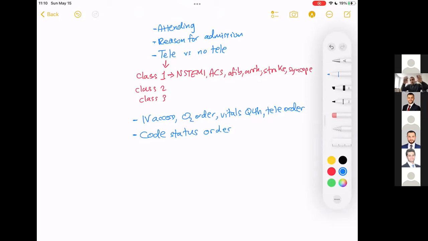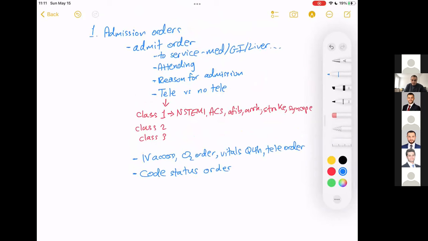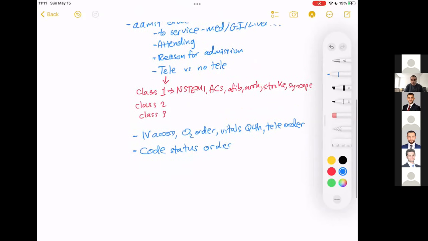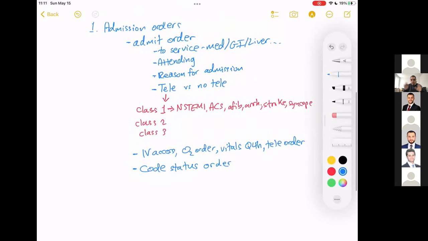This code status, depending on where you work, if they use Epic or other systems, is going to show up under the patient as full code, DNR, whatever. So I think these three parts of admission orders are kind of universal for all places. Again, remember, when you look at this, you don't really need to see the patient to place these orders. You already know.